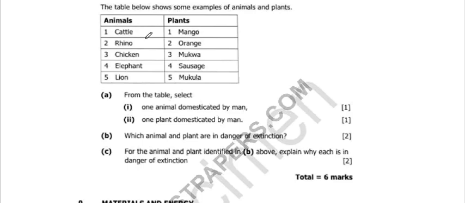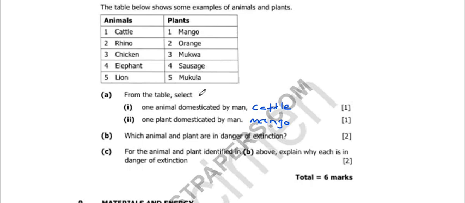Which one is domesticated by man? We've got cattle. And one plant domesticated by man. Which plant is domesticated by man? Let's go with mango, because you find mangoes in almost every compound, and you find cattle in almost every village, and it is domesticated. It's not a wild animal.